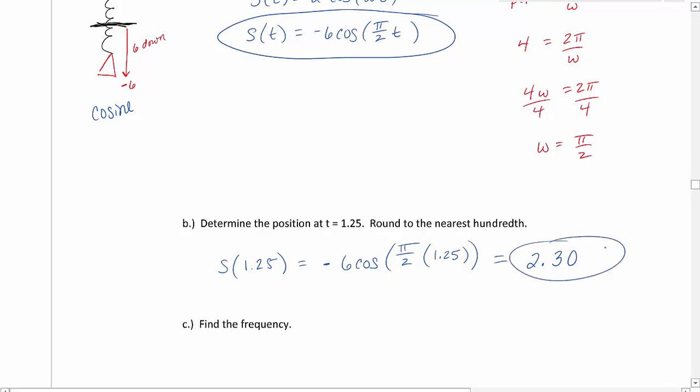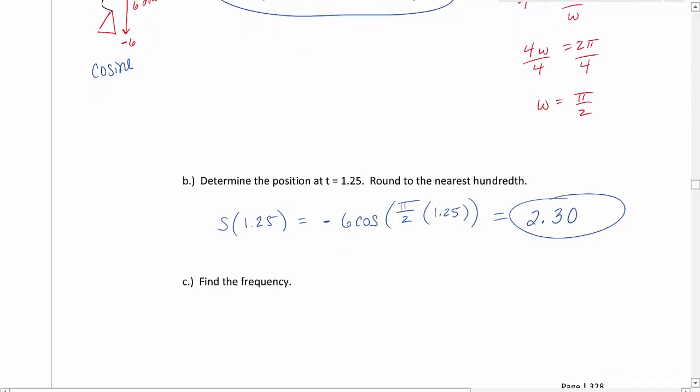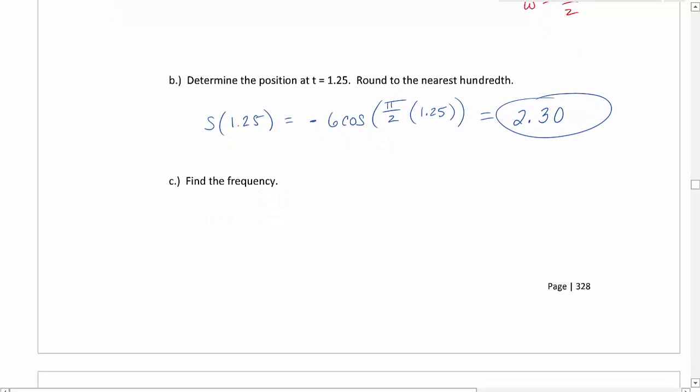And then part C, they ask us to find the frequency. Remember that the frequency is simply the reciprocal of the period, and our period was 4. So that means that the frequency is the reciprocal of that, 1/4.